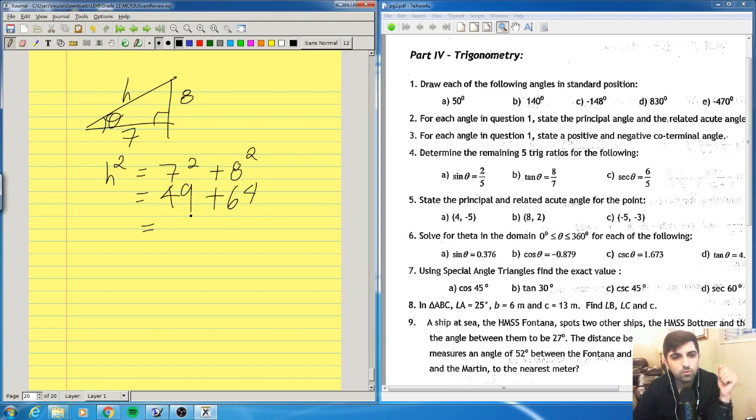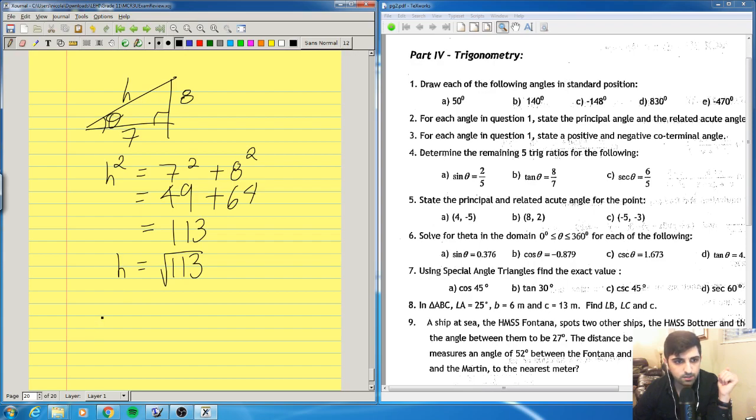So once you figure out what that is, let's see, 9 plus 4 is 13, 6 plus 4 is 10. So that's going to be 113. Okay, so h is going to be the square root of that. So you've got h equals root of 113.